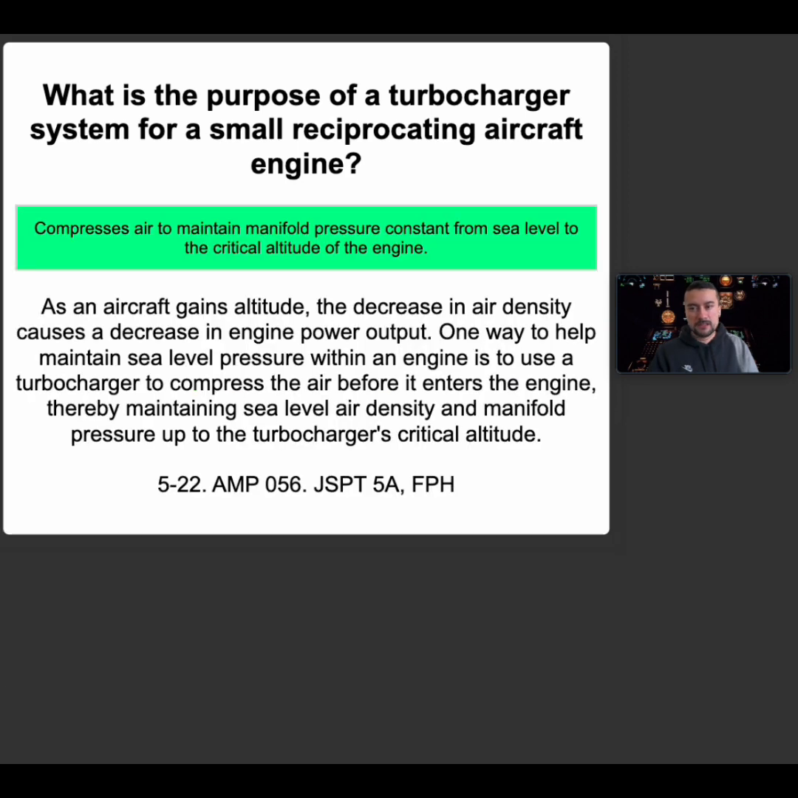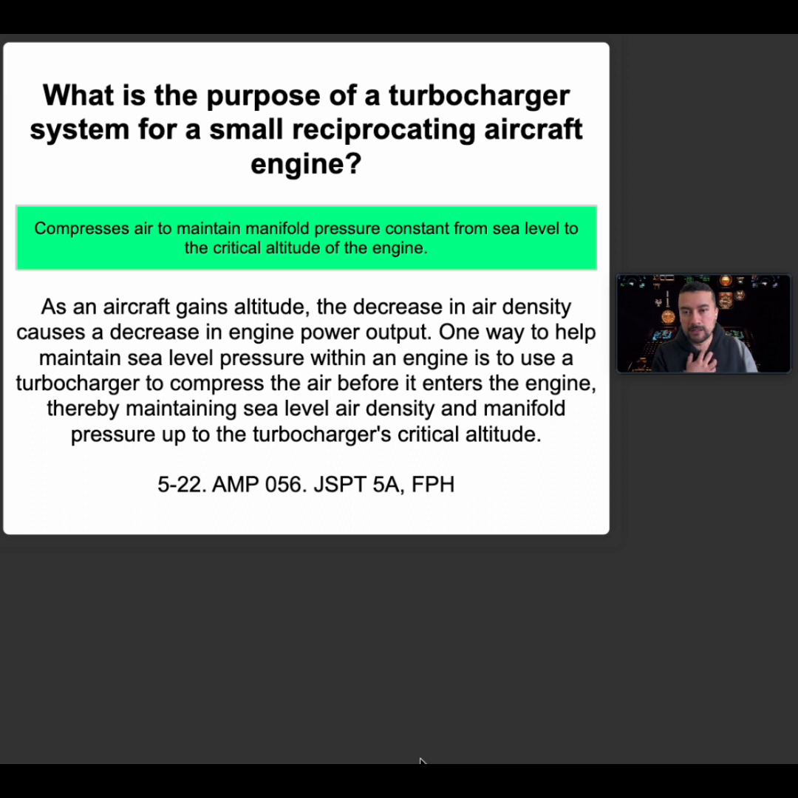This is the answer. As an aircraft gains altitude, the decrease in air density causes a decrease in engine power output. One way to help maintain sea level pressure within an engine is to use a turbocharger that compresses the air before it enters the engine, thereby maintaining sea level air density and manifold pressure up to the turbocharger's critical altitude.